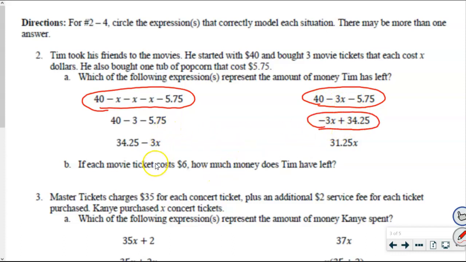Those are the only ones. No, this one will work. 34.25 minus the 3x. This isn't going to work. It's not $3, it's 3 tickets. So that one is not going to work. Just like this is not going to work. We cannot combine our x's and our constants. So those ones are not going to work. And if we simplify this expression, evaluating for $6 per ticket, then we get, what was it? $16.25? All right, thank you.